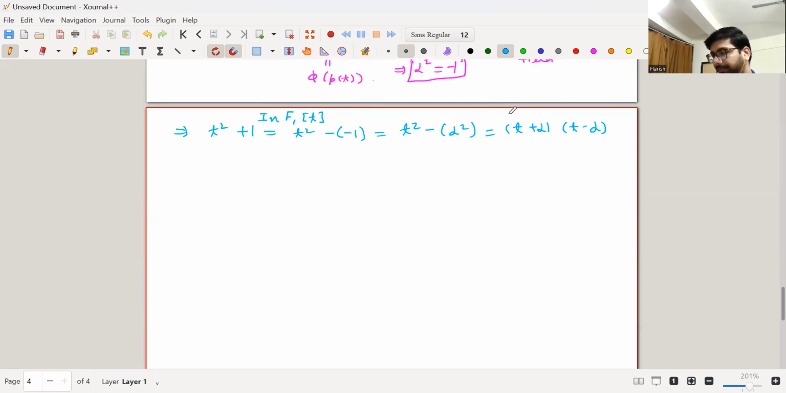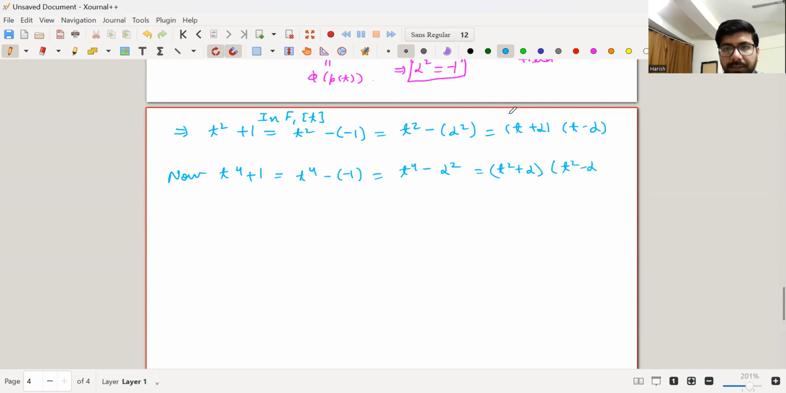Okay, now what? t^4 plus 1 is still remaining, so we can write t^4 plus 1 with again the same trick, t^4 minus -1, and that is t^4 minus alpha square. Now again the a square minus b square condition arises, so it is a plus b and a minus b, that is t square plus alpha and t square minus alpha.